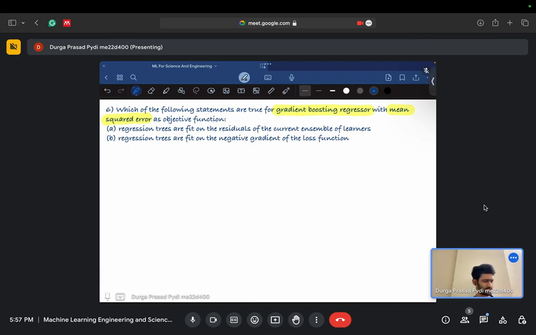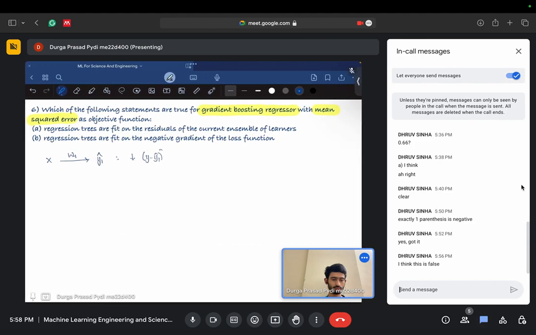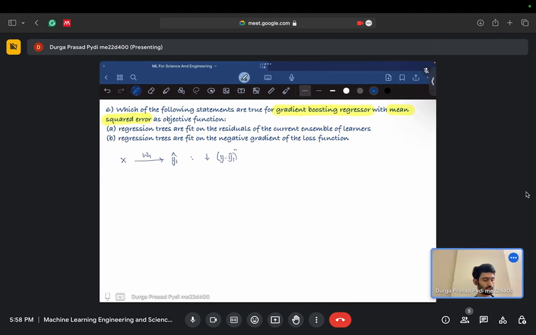Just to recap, if x is your input data, what would you do in gradient boosting? You first train a model. Let's say you're training some model W1 and then you get some value, say y1 hat. Once you get this y1 hat, what is the objective function here? You will be trying to minimize (y minus y1 hat) squared. That is what is given. It minimizes the mean square error. Let's call this R1. So you're basically minimizing R1 squared.